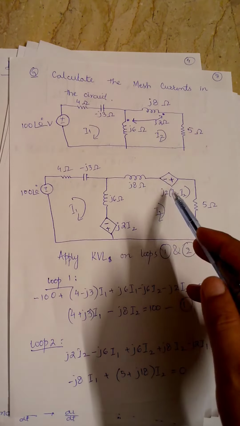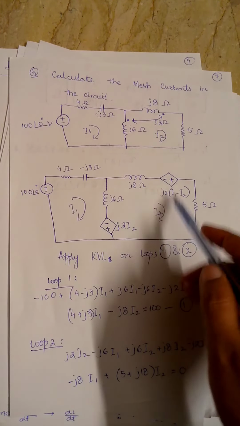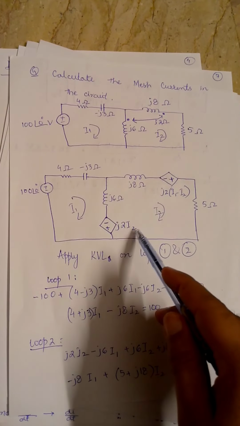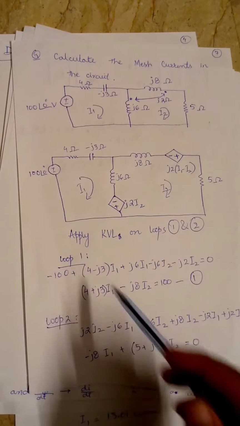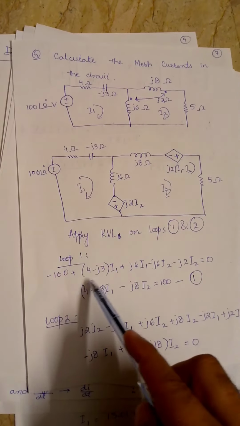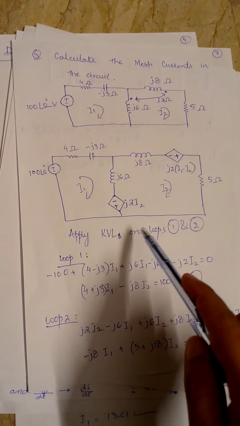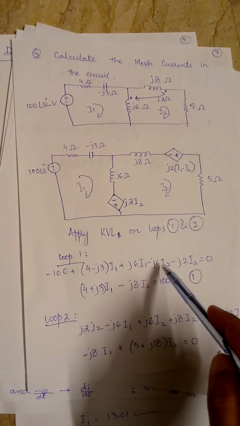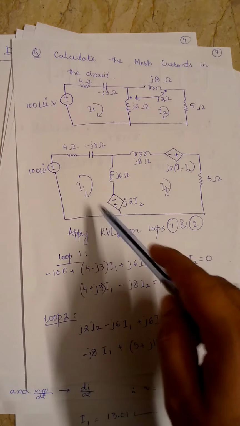So now what would be the current? The current in this branch would be I1 minus I2. So here we can represent this I1 minus I2, and the current in this branch would only be I2. So here we have represented I2 with this mutual inductance, right? So apply KVL on loop 1: minus 100 plus 4 minus j3 I1 plus j6 I1 minus j6 I2, because of this branch being common in both the loops. So j6 I1 minus j6 I2 and minus j2 I2, which was actually the voltage.